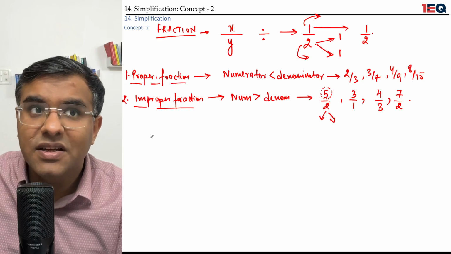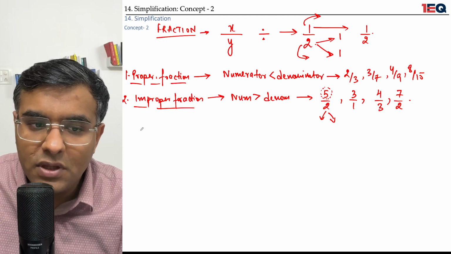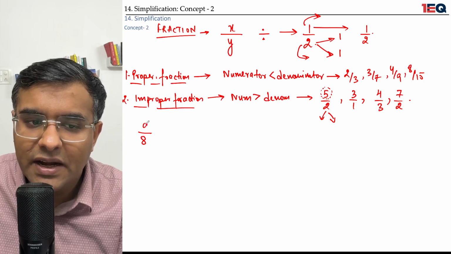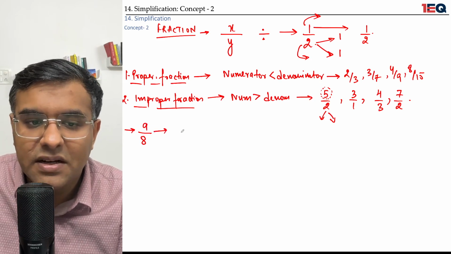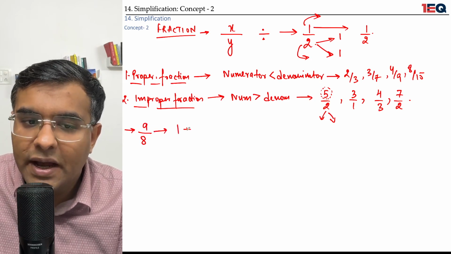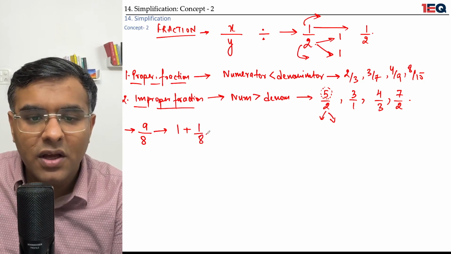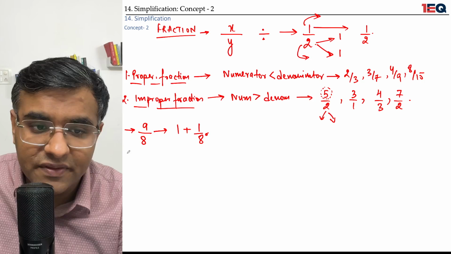Improper fraction is when I say that I ate 9 by 8th of the cake. Let's assume that there were 8 pieces of the cake and I ate 9 by 8 of the cake. So this is an improper fraction. This means that there was definitely one entire cake plus one extra piece of cake. So this is what creates an improper fraction.